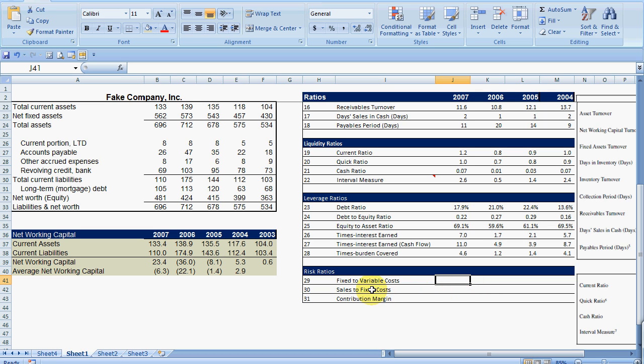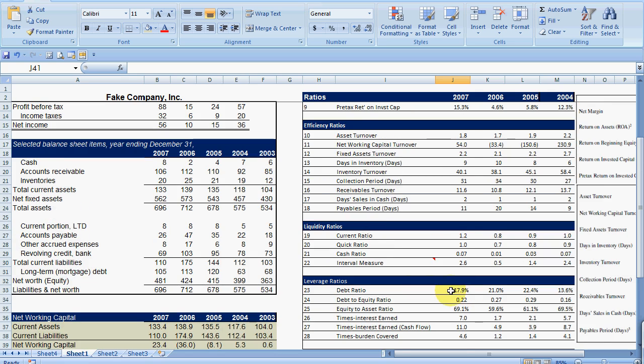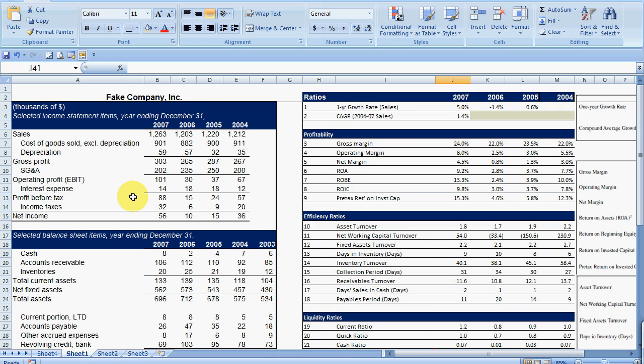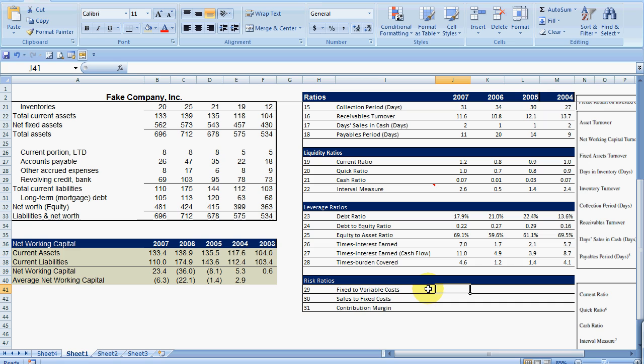So we have a few ratios here that help us capture how risky our business is. First we have our fixed to variable costs. Fixed costs means that we basically have to pay them all the time. Variable costs vary with our sales, right? So if we have a really high fixed to variable cost structure, then that can be a dangerous thing if we have a serious decline in sales.